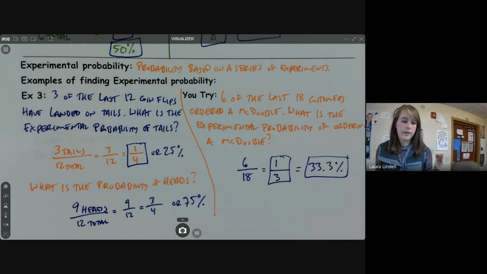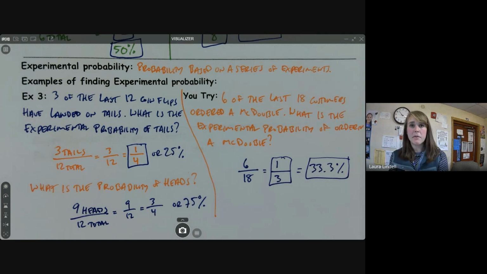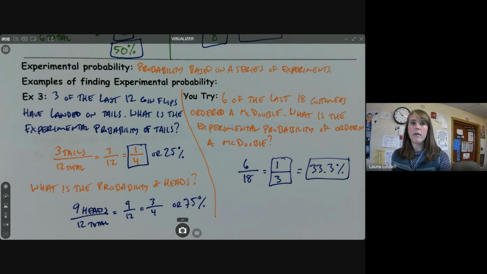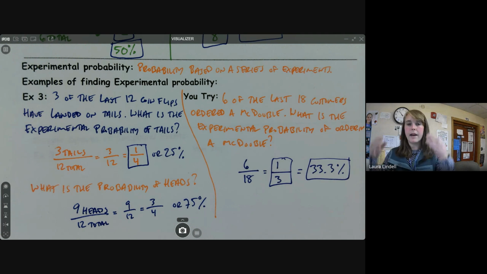All right, and that's it. We've got, let's see, quick recap. We talked about sample spaces and kind of our list of all the possible outcomes. We talked about theoretical probability, which is kind of our calculated probability. It's the number of favorable outcomes divided by the number of total outcomes. And then lastly, we talked about experimental probability, which is based on a series of experiments. It's the number of favorable outcomes that have happened over the number of total outcomes that have happened so far.